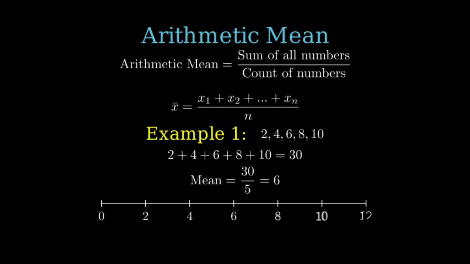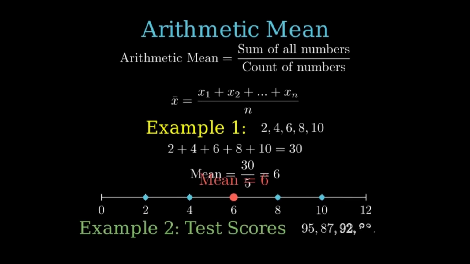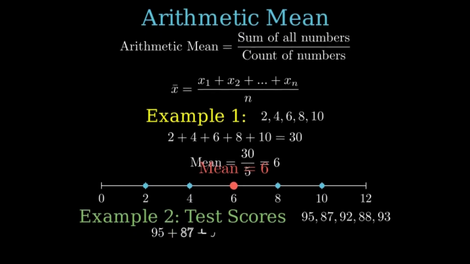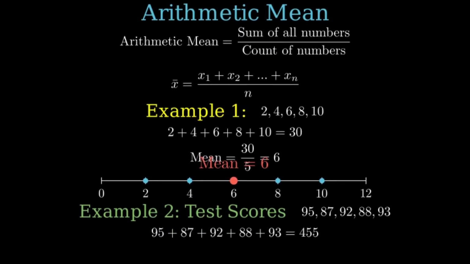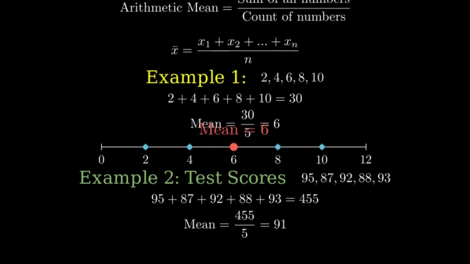Let's visualize this on a number line. Here are our 5 numbers. Notice that the arithmetic mean, 6, lies exactly in the middle of all these numbers. Let's look at a real-world example. Suppose a student got these test scores: 95, 87, 92, 88, and 93. Adding these up, 95 plus 87 plus 92 plus 88 plus 93 equals 455. Dividing by 5 gives us an arithmetic mean of 91.